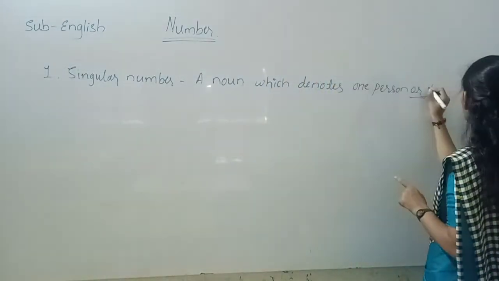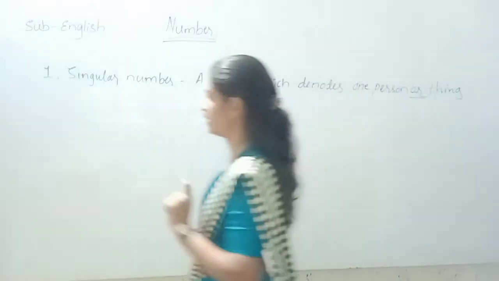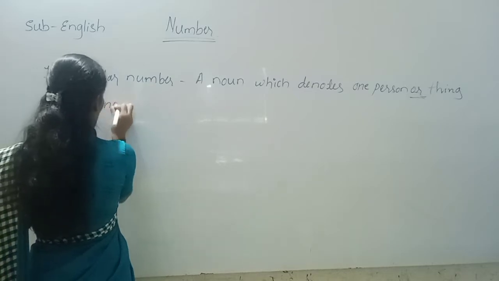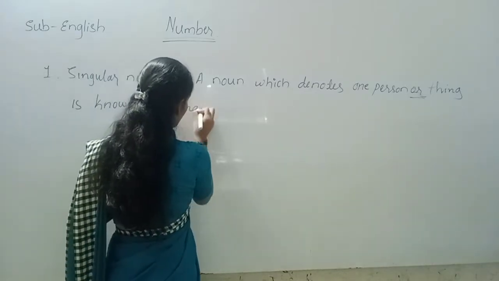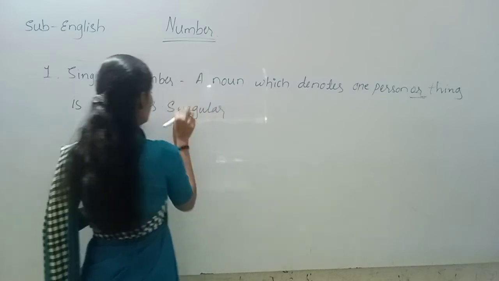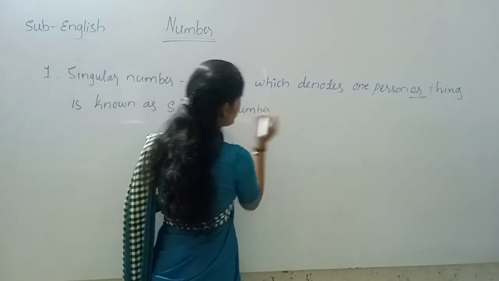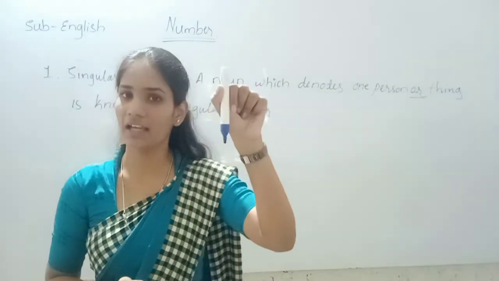One person or thing is known as singular number. For example, we can see here I have only one pen, one marker in my hand.